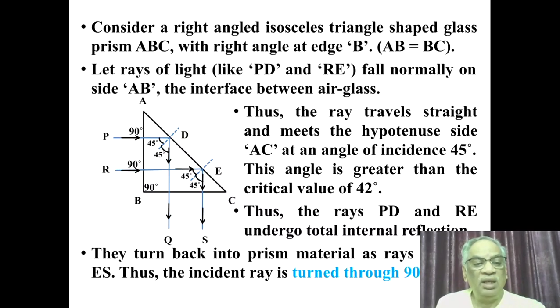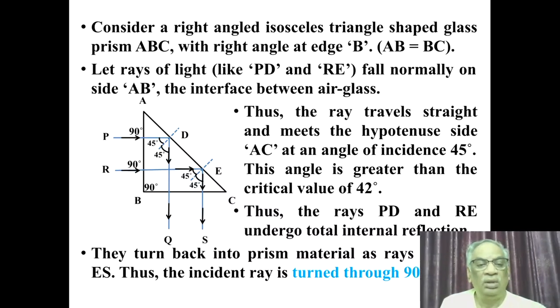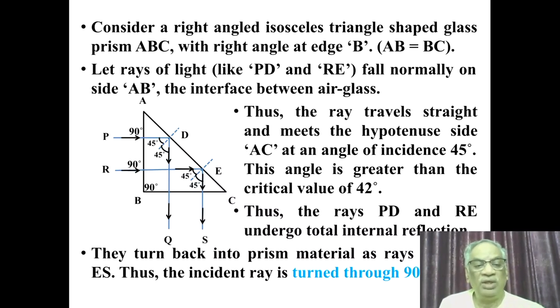As they touch the hypotenuse side AC, they get totally internally reflected because the ray is incident on the surface AC at an angle of incidence of 45 degrees, as shown with reference to the normal drawn at the point D and the point E. So both rays coming from P and R, normal incident rays, meet the side AC at points D and E with an angle of incidence of 45 degrees, and it may be observed that the critical angle of incidence for the prism material is about 42 degrees.